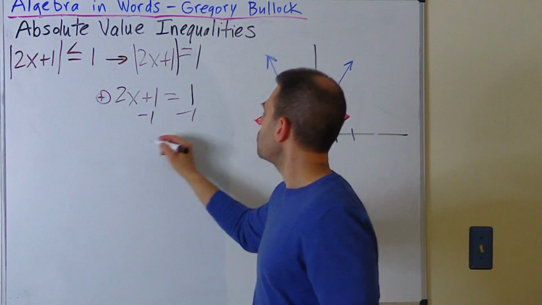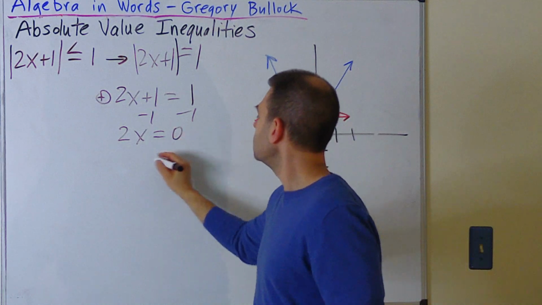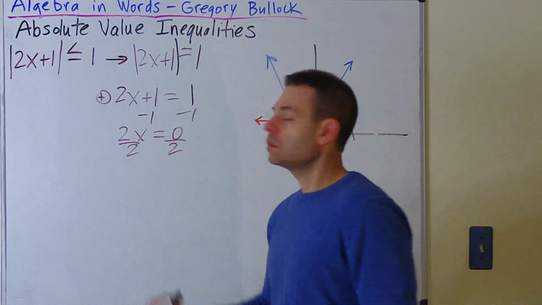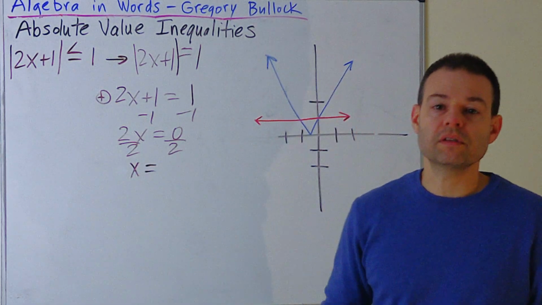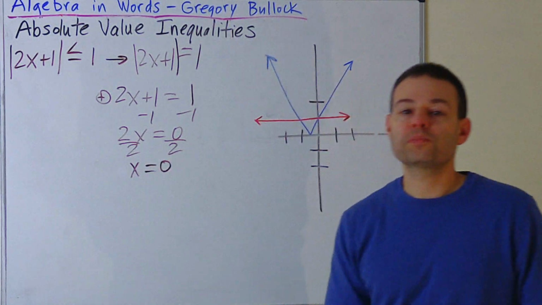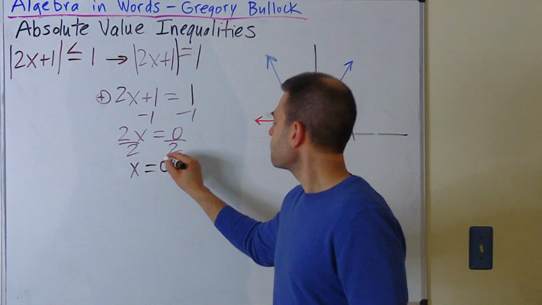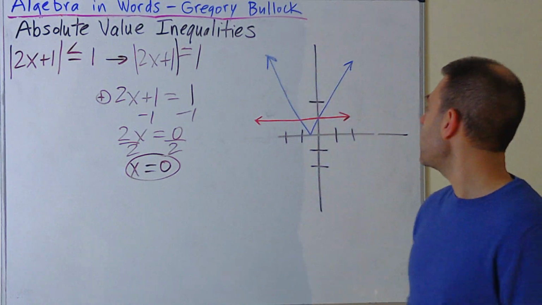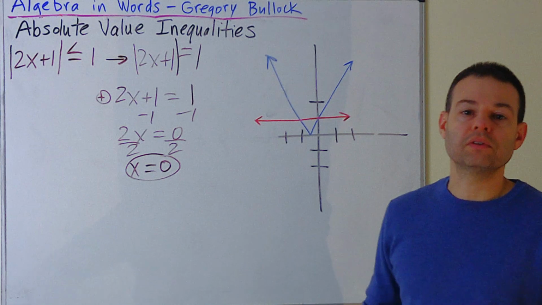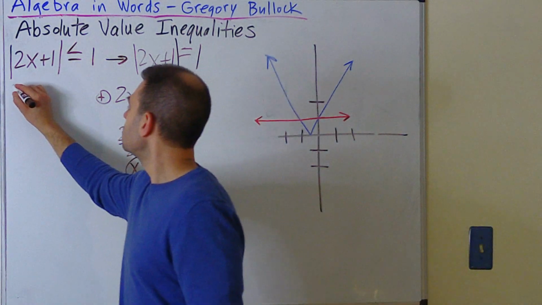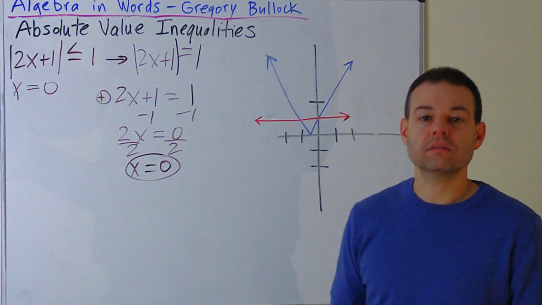Minus 1, 2x equals 0. Divide both sides by 2. And 0 divided by 2 is 0. So the first point that we get is x equals 0. I'm going to circle that, but actually, let me just put this off to the side so we have room to do the next one. Okay, and I'll pause this and erase it.